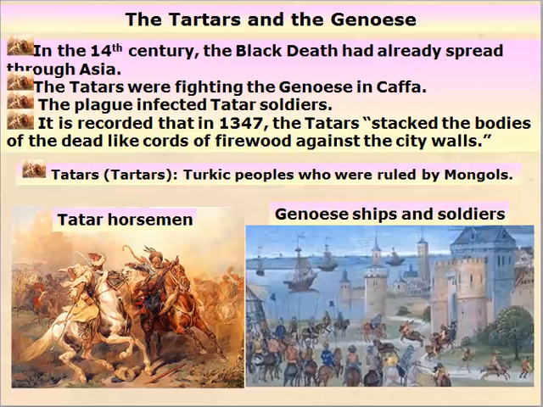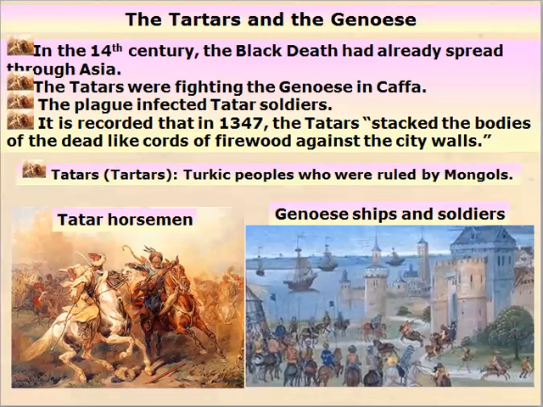In the 14th century, the Black Death had already spread throughout Asia. The Tatars were fighting the Genoese in Caffa. The plague infected Tatar soldiers. It is recorded that in 1347, the Tatars stacked the bodies of the dead like cords of firewood against the city walls. So, Asia had already been severely affected by the Black Death, and now it's making its way slowly in. I'm sorry, not Europe.